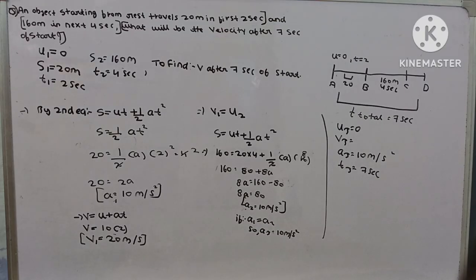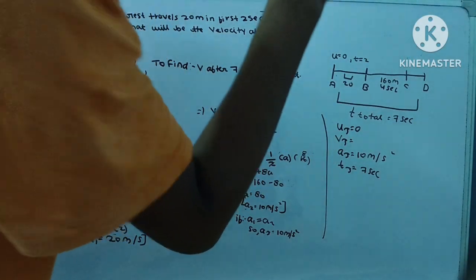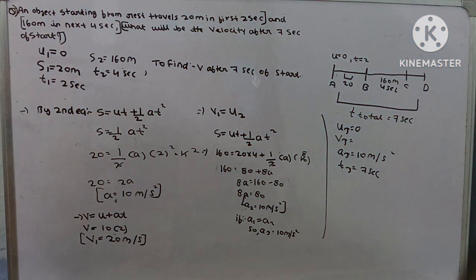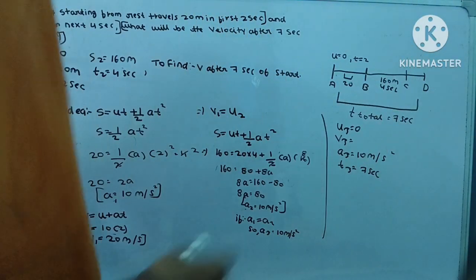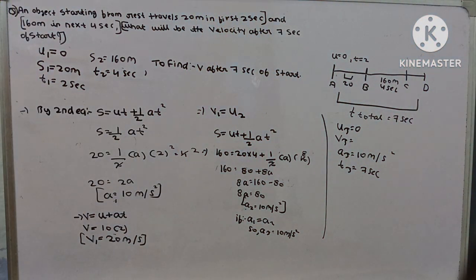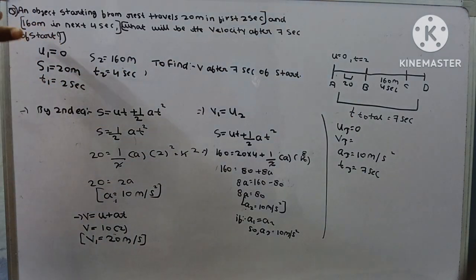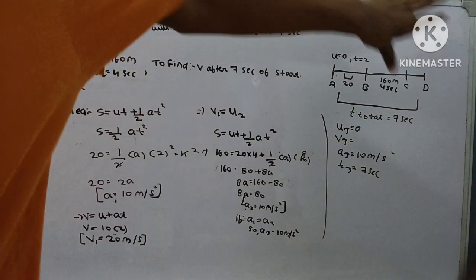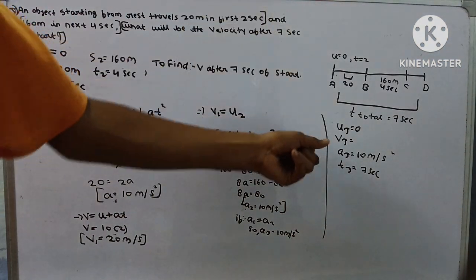Many of the students will think that if the distance covered is A to C for 6 seconds, and AD is 7 seconds, they will do AD minus AC, which will be 1 second, but it will be wrong, right? We have to use time 7 seconds because it is saying that we have to find the velocity after 7 seconds of the start. That means u is 0, so we have to consider the whole journey, not this one, right? So we have u3, a3 and t3.